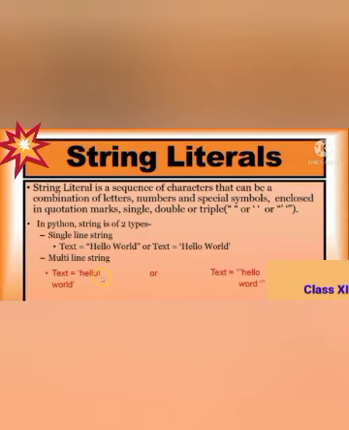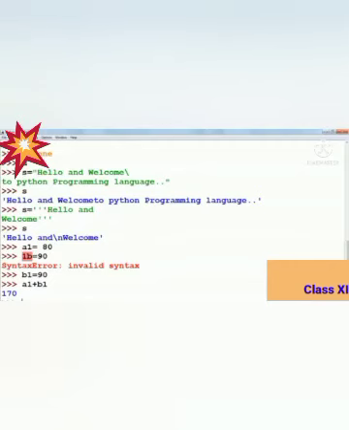Let us see that. You can see in this example, s is equal to hello and welcome, and I have given a slash symbol. And after that I have entered the next line, to Python programming language, and I have closed the double quotes. This is a string which includes multi-line. When we print s, it will print the string in a single line. That is the concept of multi-line string using double quotes and slash symbol.